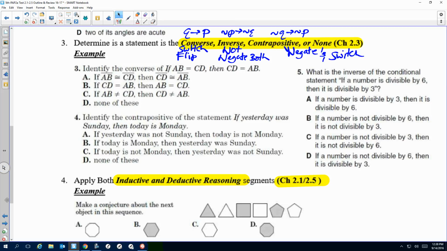Do both things. Okay? All right, so 3, 4, and 5 are good test-like questions to make sure you can do converse, inverse, and contrapositive. I need you to try to do those right now if you have not done so. If you have, you can move ahead.